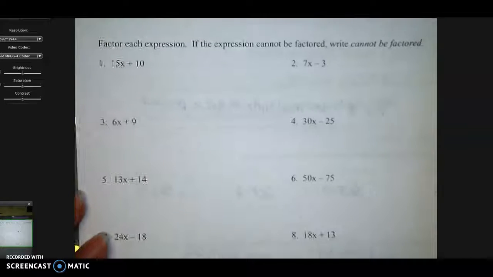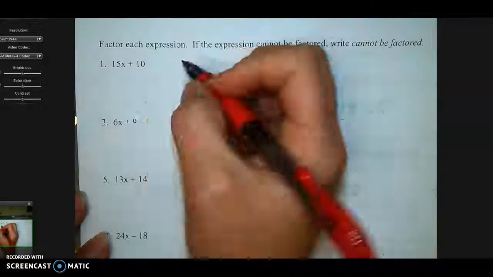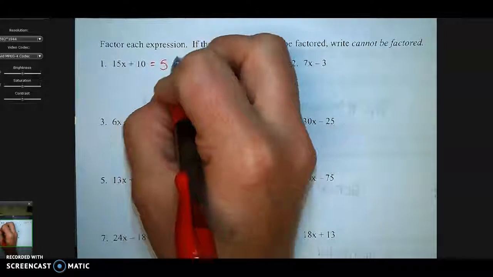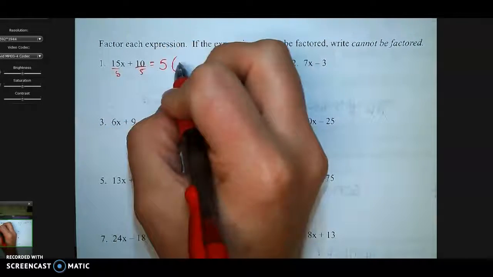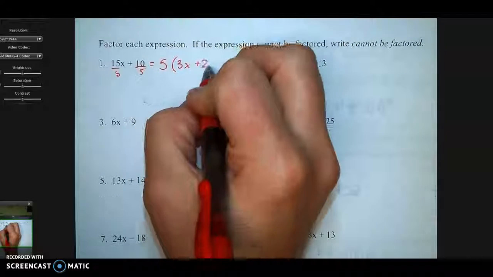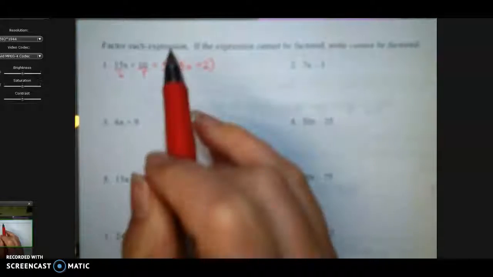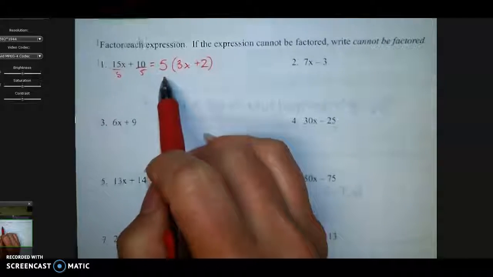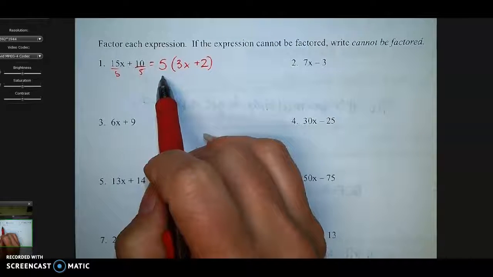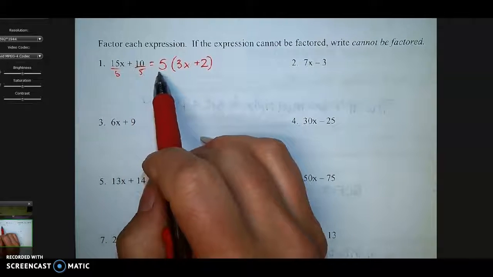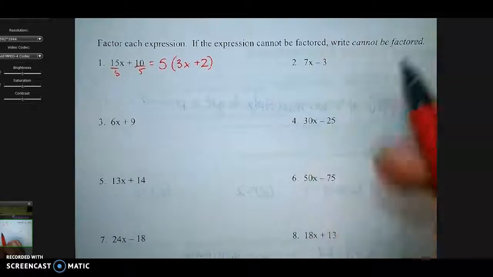On the back, you are going to be practicing. Greatest common factor here is 5. When I divide by 5, I get 3x plus 2. And I don't lose the 5. The 5 didn't go away. It didn't get canceled out. It just got divided out, which is different, which means it's not gone.